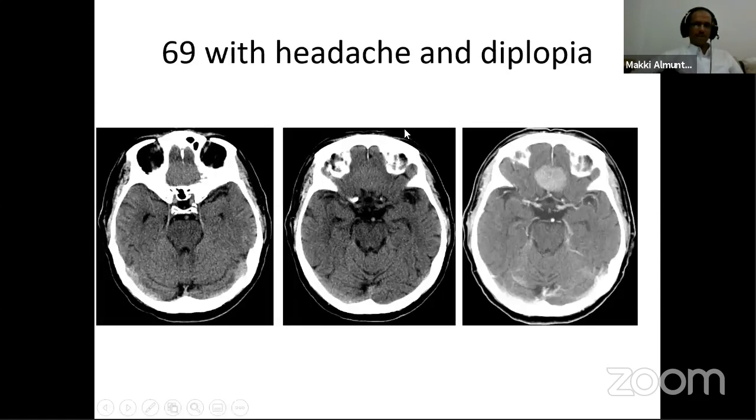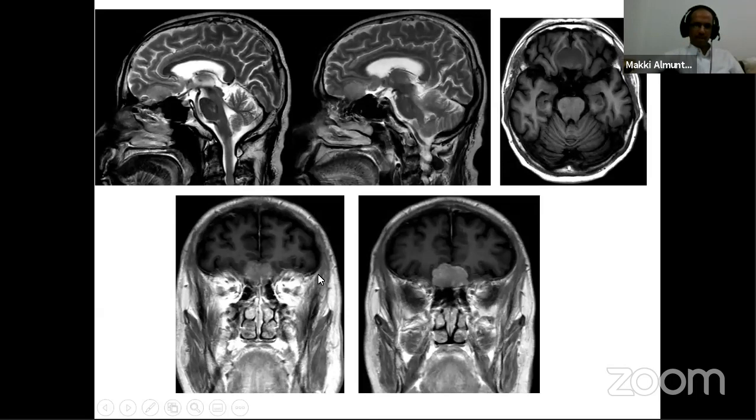Another patient who had headache and diplopia, and we found a mass at the midline and the base of the anterior cranial fossa, which is homogeneously enhancing. And when we did MRI, it's seen at the olfactory groove. So this is an olfactory groove meningioma, arising from the meninges or from the dura.